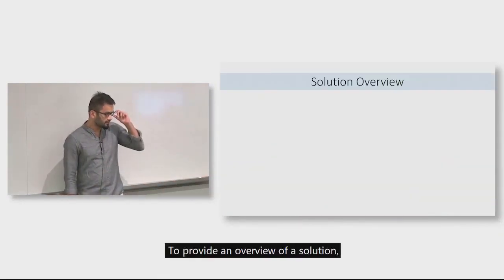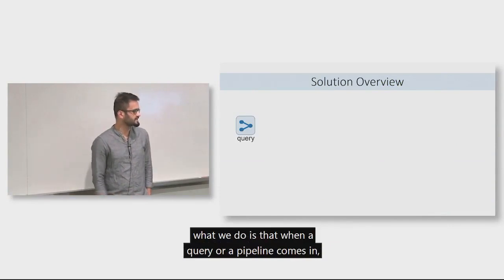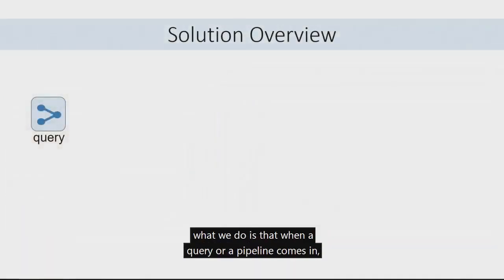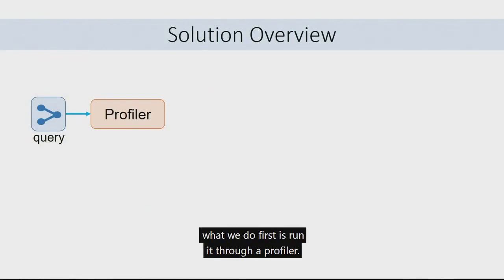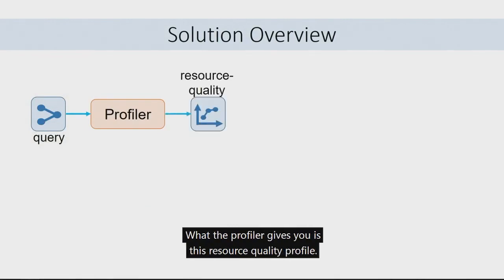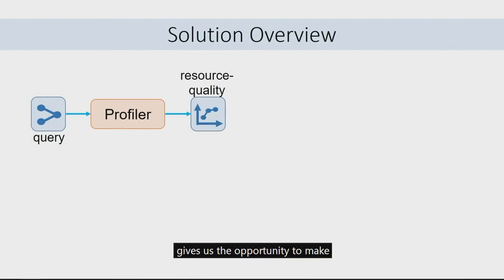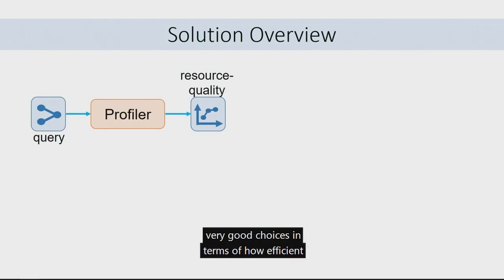Provide an overview of our solution. What we do is that when a query or a pipeline comes in, we first run it through a profiler. What the profiler gives you is this resource quality profile. Note that we've seen this resource quality profile gives us the opportunity to make very good choices in terms of how efficient we can be without dropping accuracy too much.